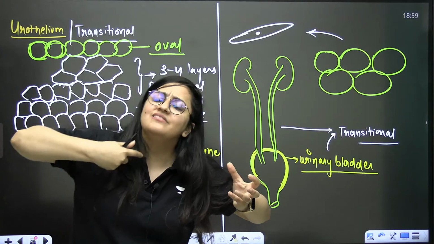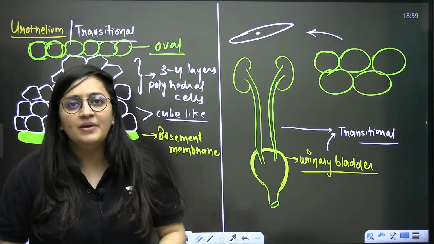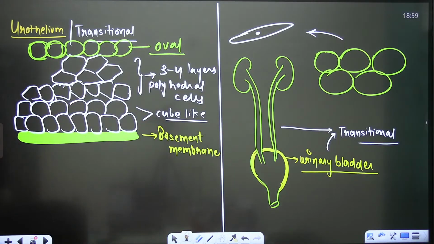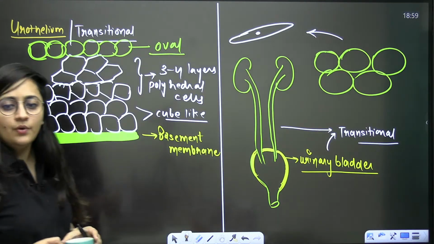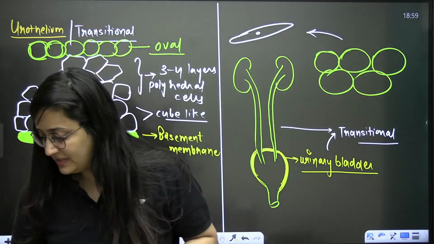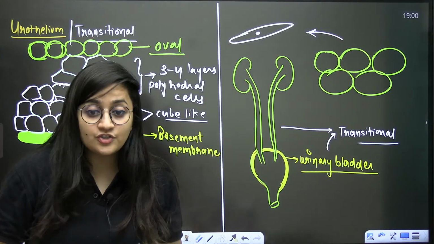So obviously in that case, they will pass out the urine now, right? It will be important for us to pass out the urine, isn't it? So that is the most important point. Okay. So that is why it is the stretchable epithelium. Fine, it is the stretchable epithelium.